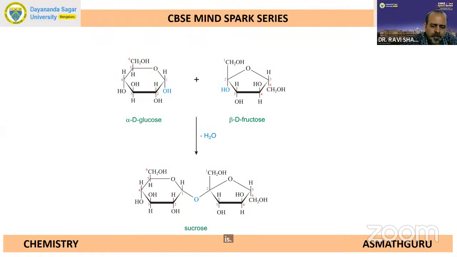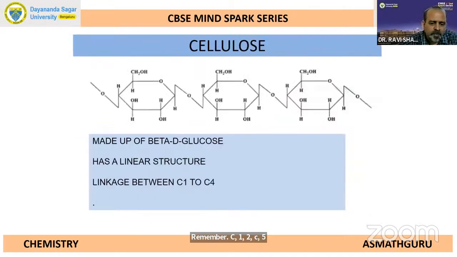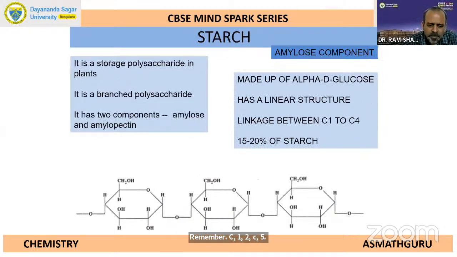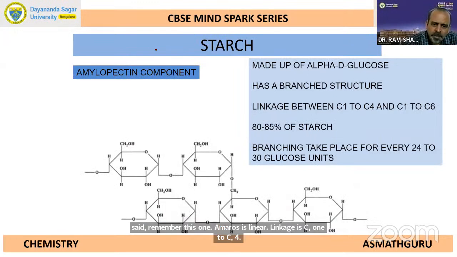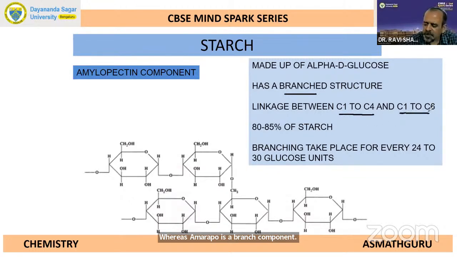Then this is the structure of polysaccharides. The first one is cellulose, made up of beta glucose, and the linkage is, remember, C1 to C4. Then this is starch. In starch, there are two components, amylose and amylopectin. In amylose, it's linear. Okay, remember this one. Amylose is linear. Linkage is C1 to C4. Whereas amylopectin is a branched component. Linkage is between C1 to C4 and C1 to C6.